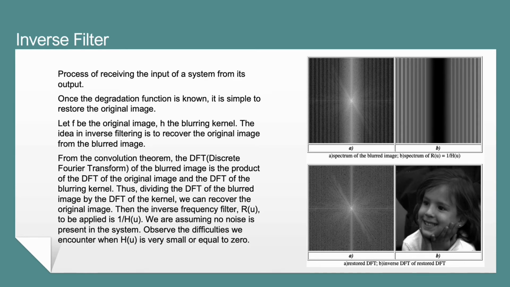As we can see, A is the spectrum of the blurred image and B is the formula put in the spectrum, and we can get the results. From the convolution theorem, the discrete Fourier transform of the blurred image is the product of the DFT of the original image and the DFT of the blurring kernel. Dividing the DFT of the blurred image by the kernel's DFT, we can recover the original image.